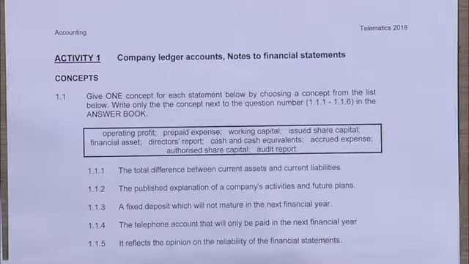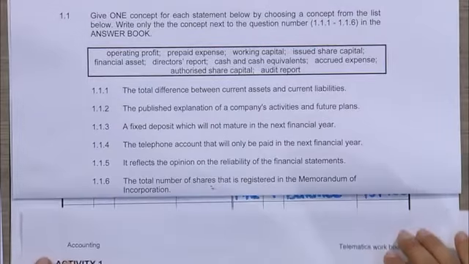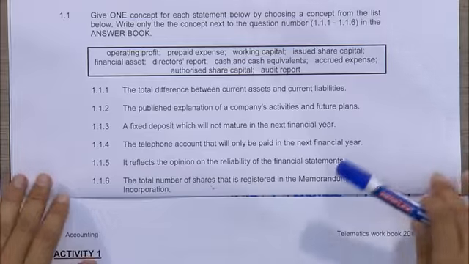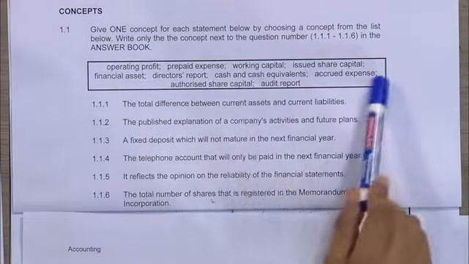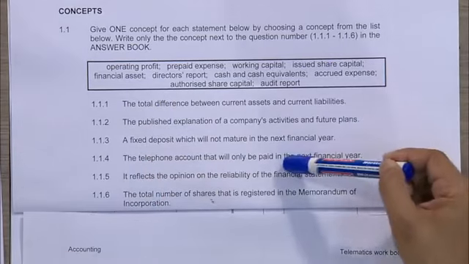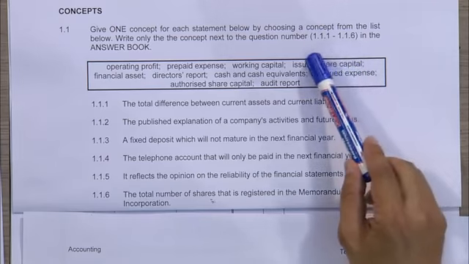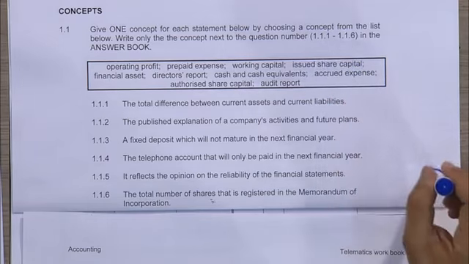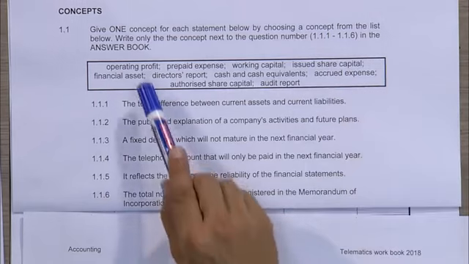Okay, so in your notebook, you've got Activity number 1, which is 1.1, where they give you a word bank, and then they give you some statements, and you have to choose the correct one, and you only have to write the correct answer next to the numbers as it is in your answer book. Okay, so the word bank starts with operating profit.